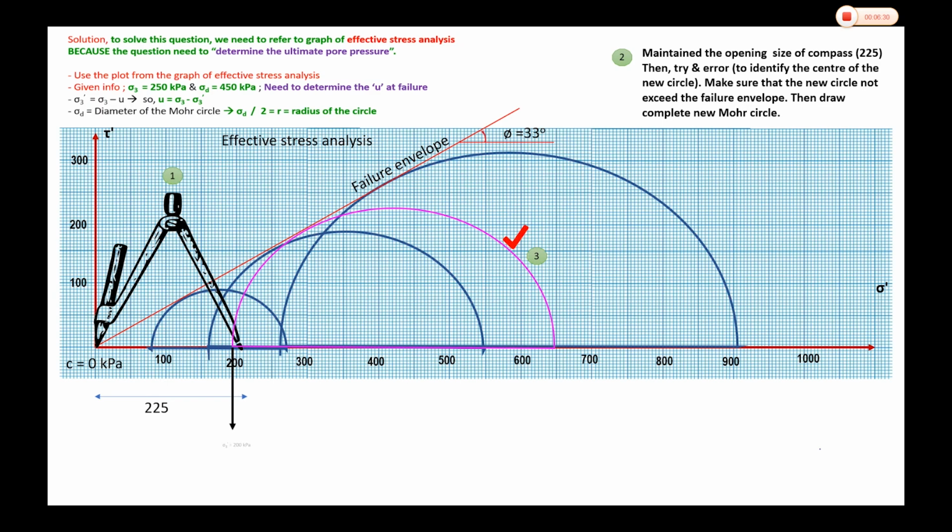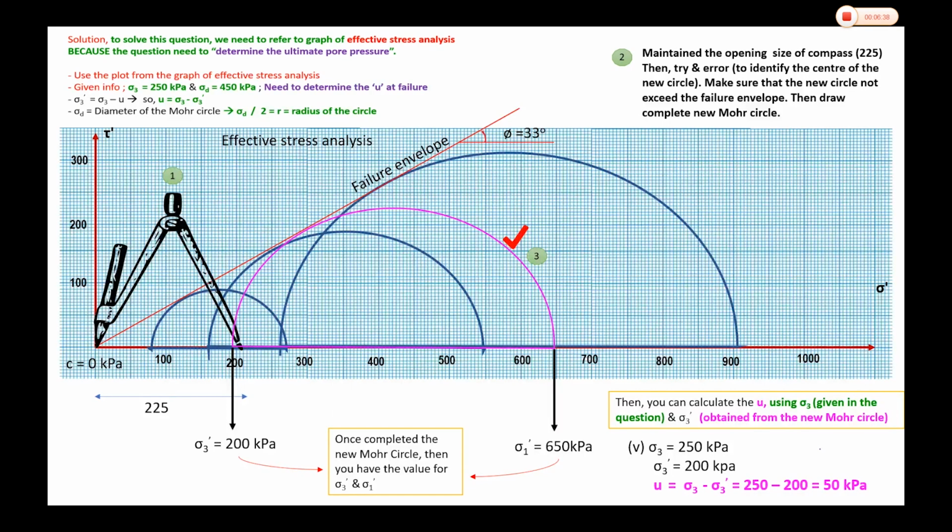Then identify the new sigma 3 prime and the new sigma 1 prime. What we need is the sigma 3 prime, because we have sigma 3 given in the question. So you can calculate U using this equation. Sigma 3 here is given in the question and sigma 3 prime here is obtained from the new Mohr circle. So this is the answer for U, the ultimate pore pressure for the additional sample in question number 5.